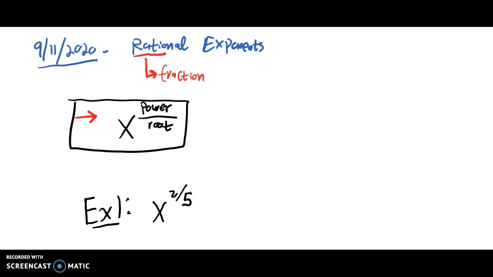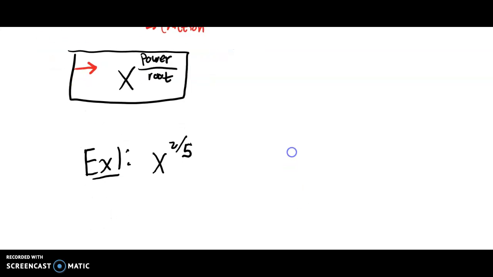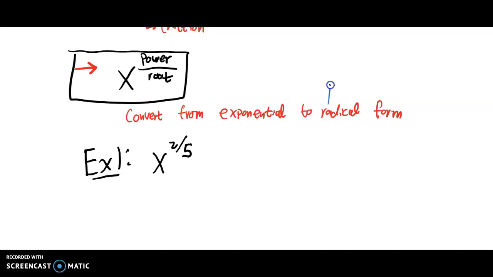Let's dive into some examples to see what this means. So our instructions on all of these are convert from exponential form to radical form. Exponential form is like what we see in example 1 here. It's when there's just exponents, and then radical form is when it's back underneath a square root.